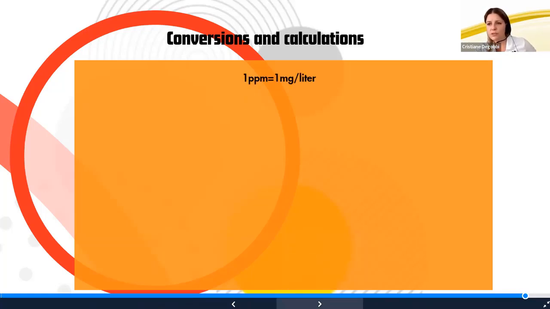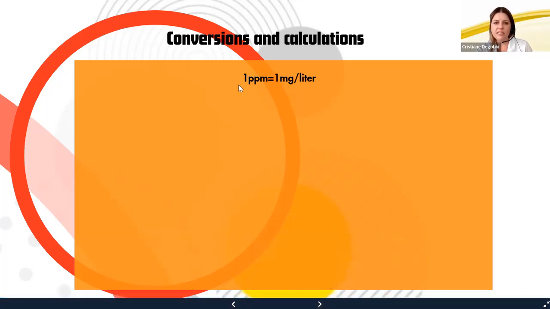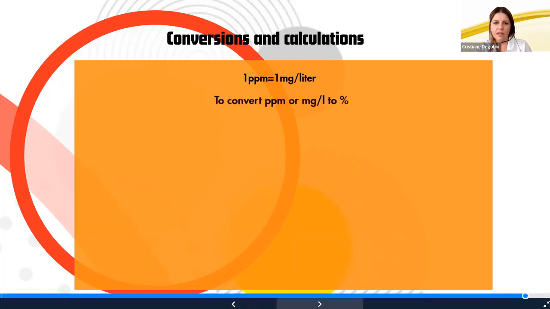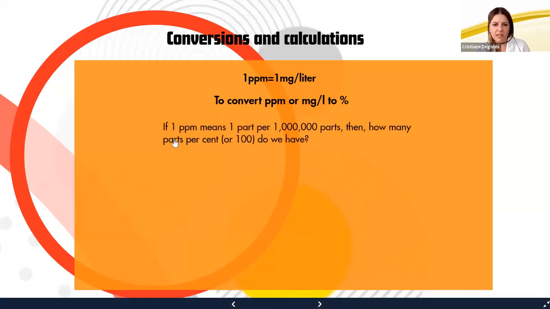Sometimes you will need to dilute or convert at some point. A lot of times it's going to be stated on the label, but sometimes not. So basically, 1 part per million, 1 ppm, is equal to 1 milligram per liter of solution. This is the same thing. So to convert ppm or milligrams per liter to percentage, what should we do? If 1 ppm means 1 part per million parts of solution, then how many parts percent do we have, because we want to convert to percentage?